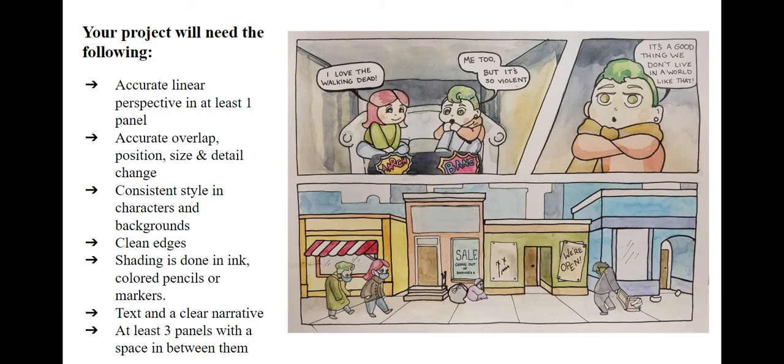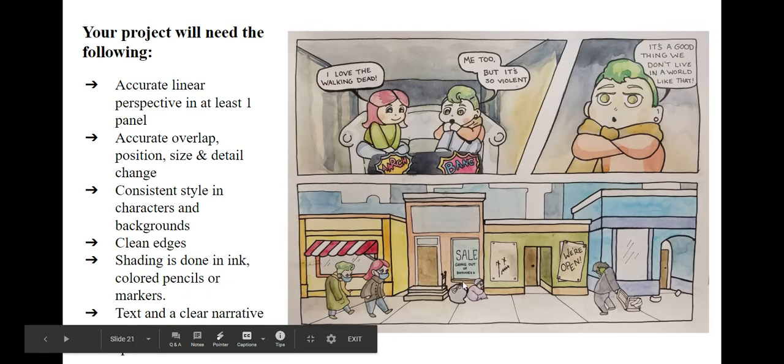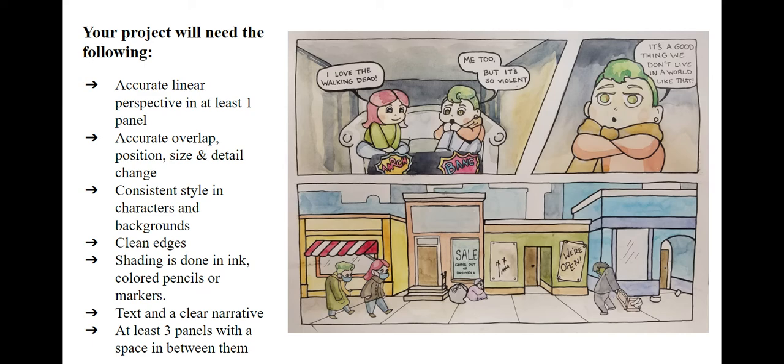And on the left, here is what I need yours to have. You need to have accurate linear perspective in at least one panel. And for me, that is this one here. Accurate overlap, position, size, and detail change. I can also find that in the final panel, but it does in parts work on the top panel as well. On the left side, I have an overlap of the TV to the people, and then from the people to the couch, and the couch back to that room. So all of those things are overlap and position.